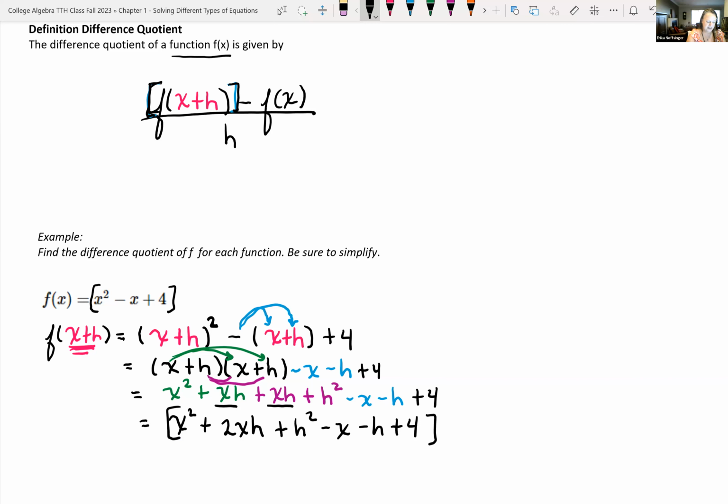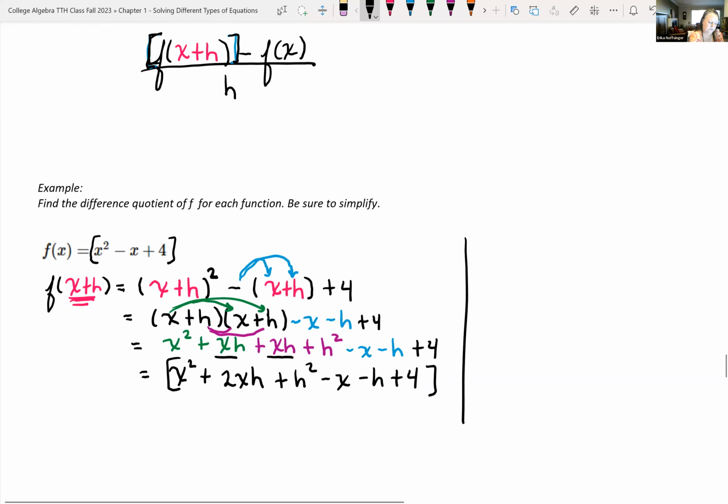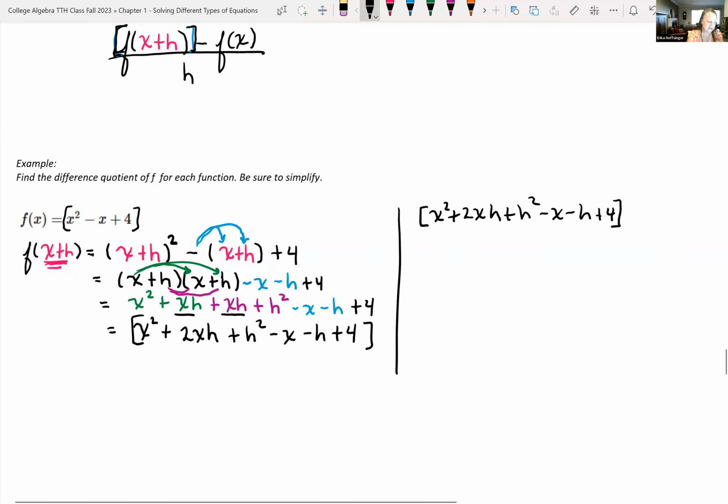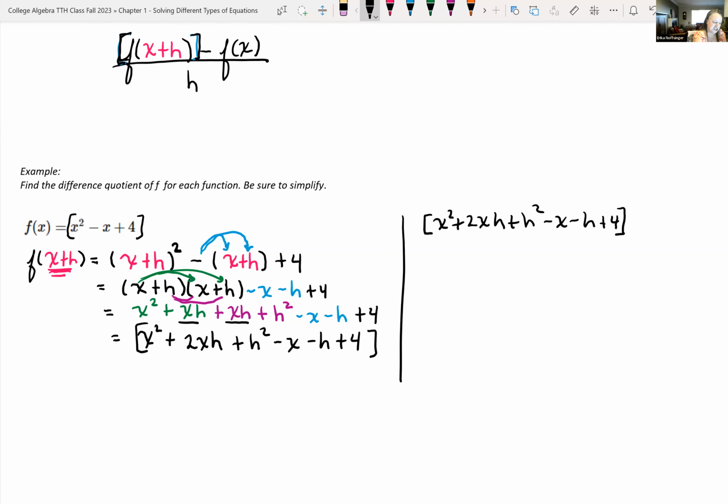So let's start putting it together. So this f of x plus h is what we just had: x squared plus 2xh plus h squared minus x minus h plus 4. Then it's telling me that I need to subtract off my f of x function.